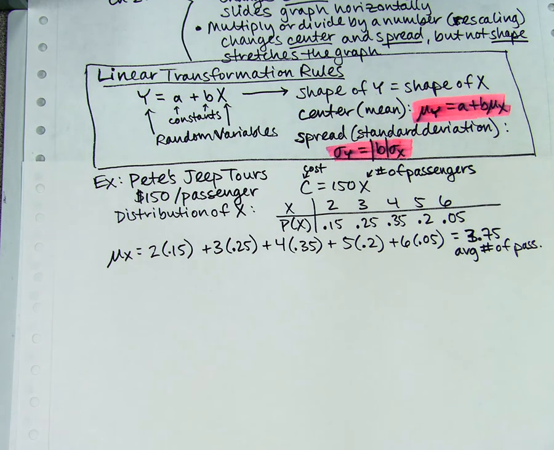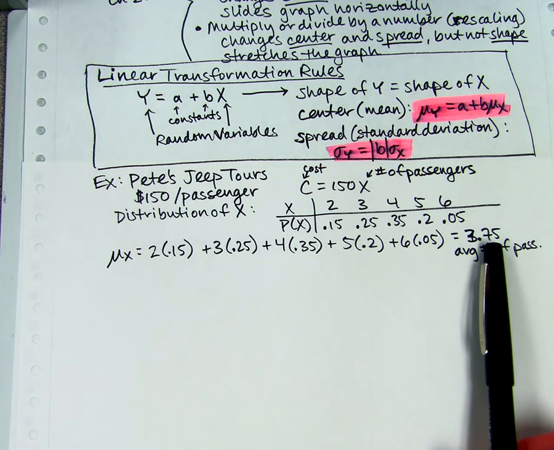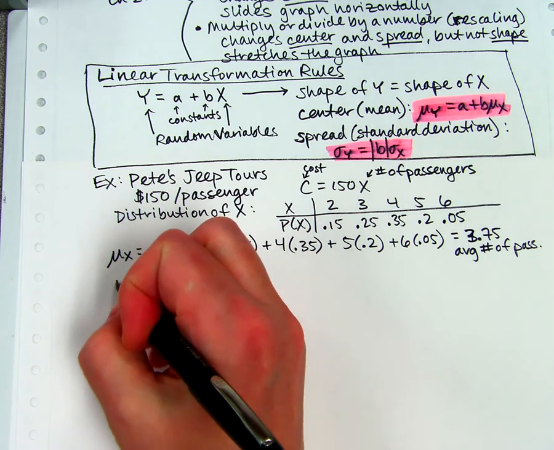Average number of passengers. We should not round it to 4. Even though 4 is the most common number of passengers, it's the mode, it is not the mean. The mean is slightly less than 4, and we do not want to round because that makes it look like we don't understand what a mean actually is. So there's your mean. And then standard deviation of X.